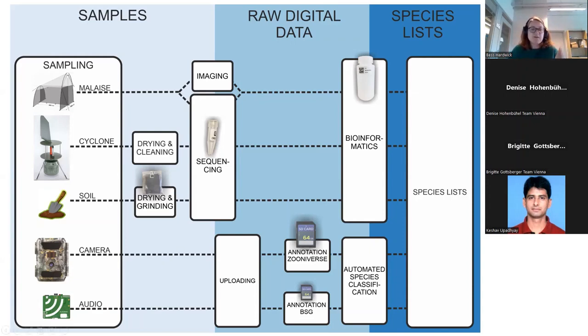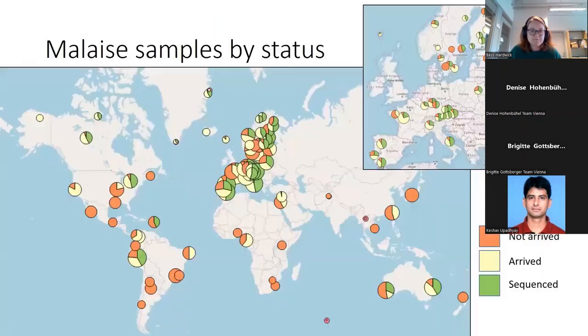But the point is that from when we get the samples to when you get a species list, there are several steps that we have to go through, which is why you don't have results yet.